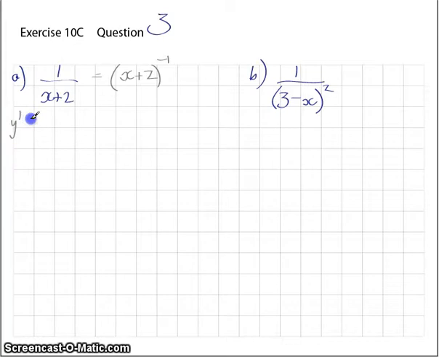So now our first derivative is the derivative of the outside, minus 1, (x + 2) to the minus 2, times the derivative of the inside, which is just 1. And I will leave space to come back and tidy that up as a fraction.